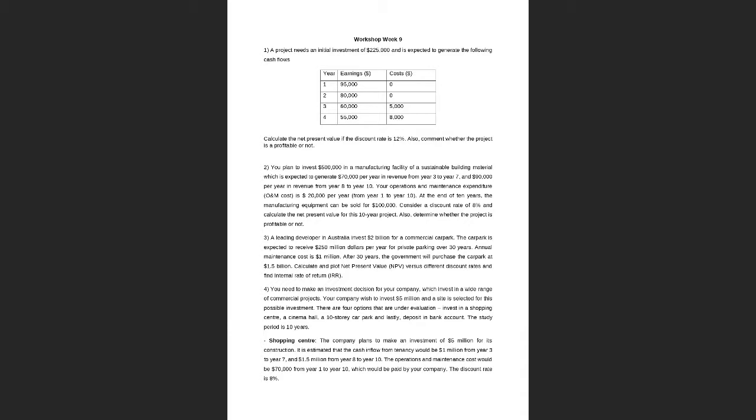Now let us look at the negative cash flow. Your operations and maintenance expenditure is $20,000 per year from year 1 to 10. So this spending, from year 1 to year 10, we have negative cash flow of 20,000. Right. So at the end of 10 years, the manufacturing equipment can be sold for 100,000. So this is the salvage value. So once you are done using the equipment, you can sell it after 10 years for this value.